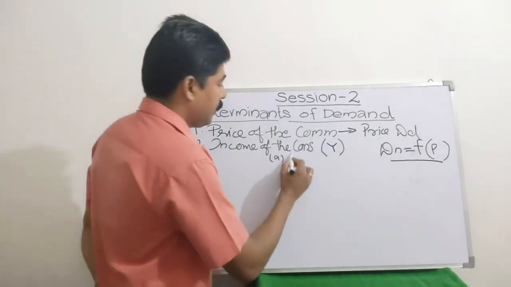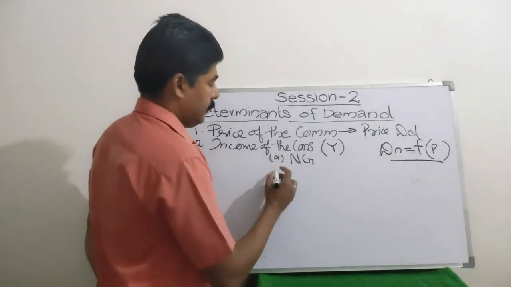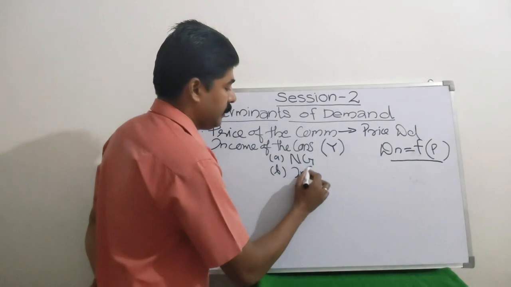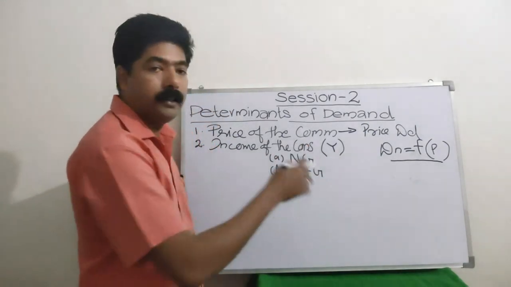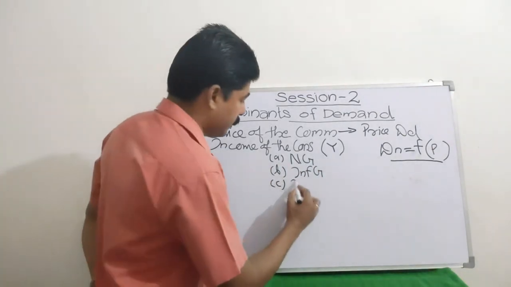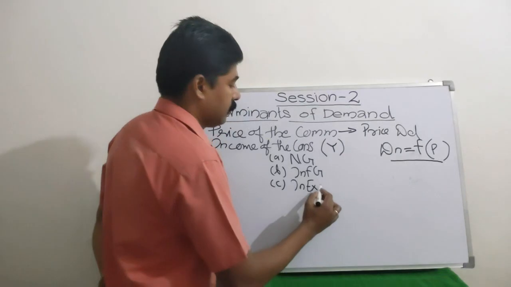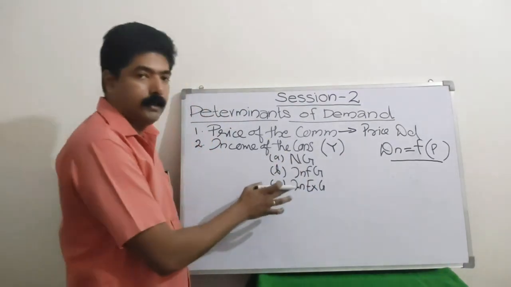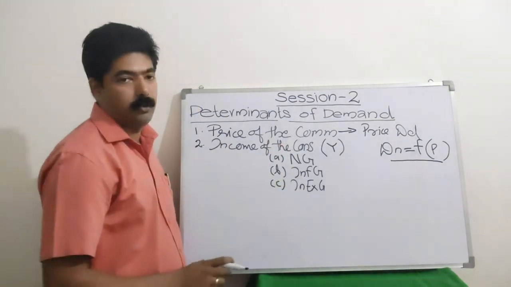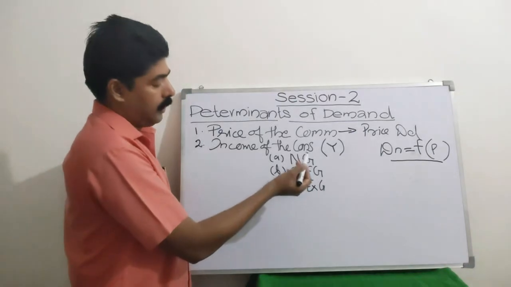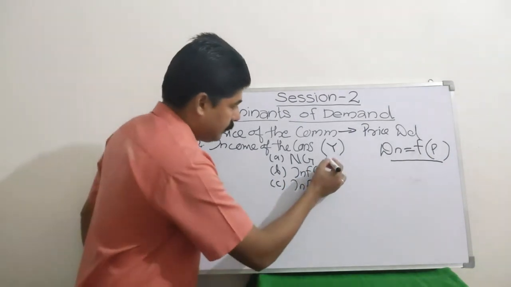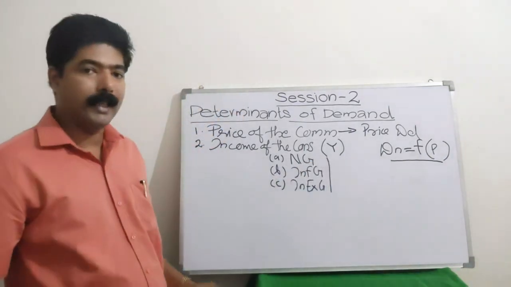That is normal goods, and the second one is inferior goods. I am writing in short, inferior goods, and the third one is inexpensive goods. So these are the three categories, or three different types of goods, that come under income of the consumer. First is normal goods, second inferior goods, and third inexpensive goods. Now let us discuss each one of these three types of commodities.